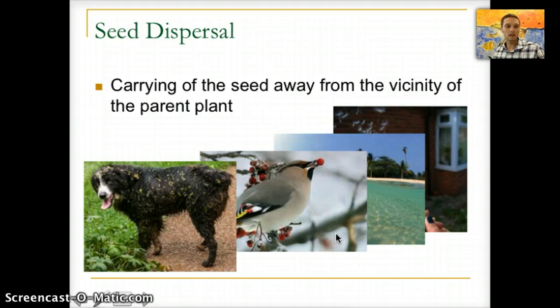So plants have developed lots of different ways to spread seeds, and wind, water, and animals are most often the means that they do that. Seeds are very compact, they're nutritious, and they're relatively lightweight, which makes them easy to move around.